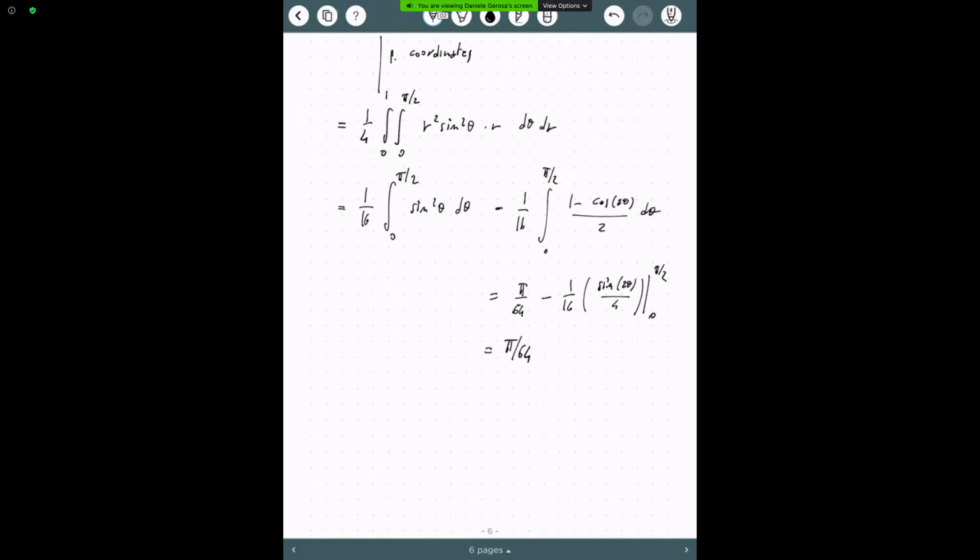All right, so questions about this one or this exercise number 3?